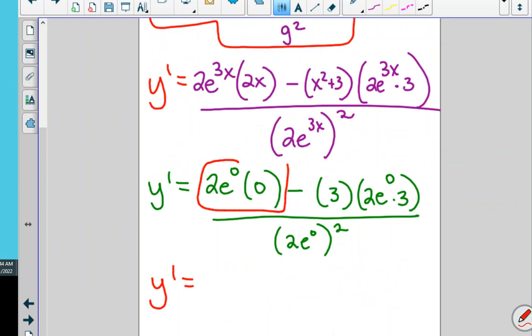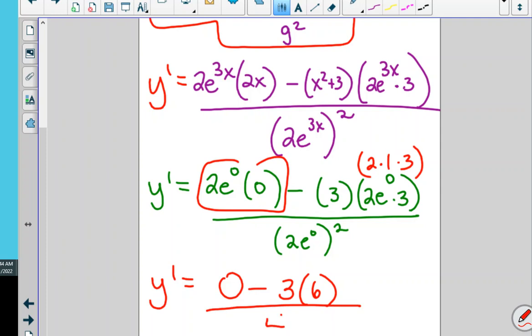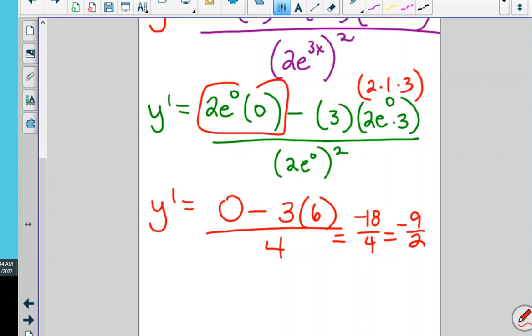So this big whole chunk ends up as 0. This ends up as 3 times 6, because it becomes 2 times 1 times 3 in those parentheses. And this is going to be divided by 4. It's a little fun. And so what happens is you end up with negative 18 over 4, or negative 9 over 2.